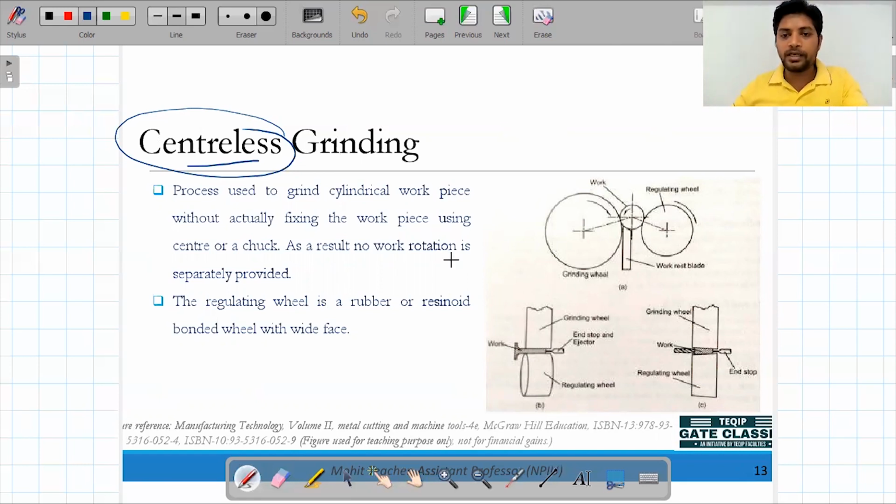So there are two things: we have one grinding wheel, and this is the rest table. Rest table means a simple table, on which one side is the grinding wheel, and another is the regulating wheel. This regulating wheel is generally made up of either a very soft material or a very hard material. Why it is so, I will tell you later on. First, let me explain this one.